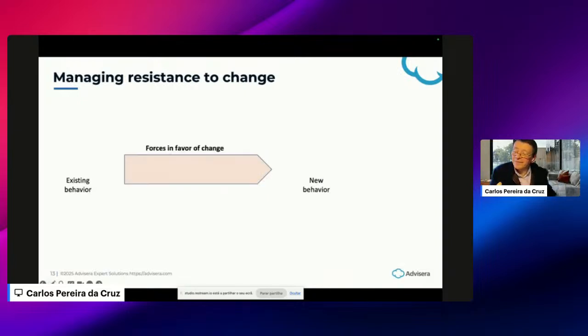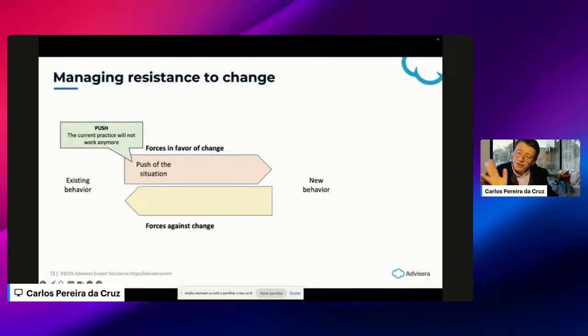So it's like this. There are some forces in favor of change and some forces against change, okay? What can favor change is you presenting information about that push for the change, okay? So showing that the current practice will not work anymore. Describe facts about the current performance and how bad it is. Describe why this is painful, or show what happened to other organizations, their problems because of this, what is missing here in your system, okay?